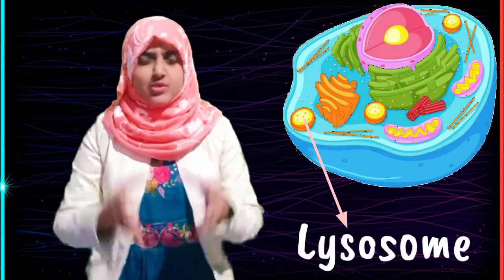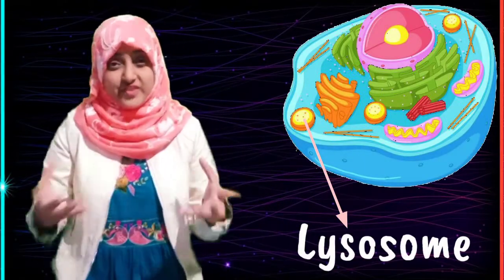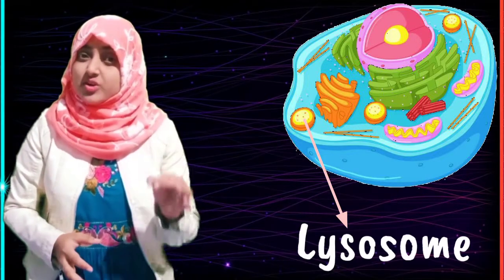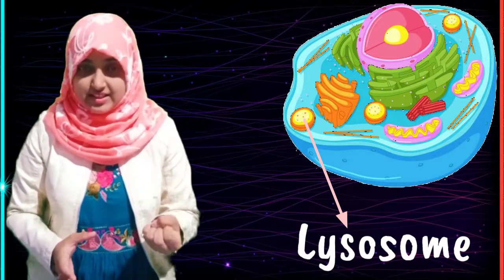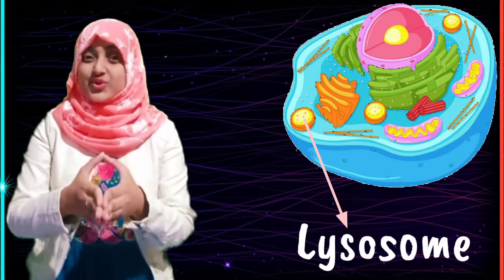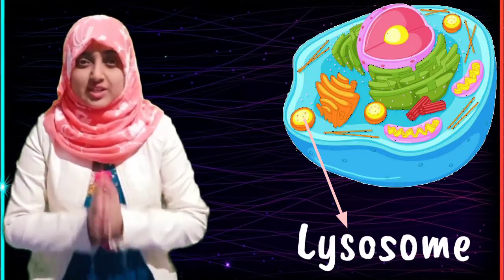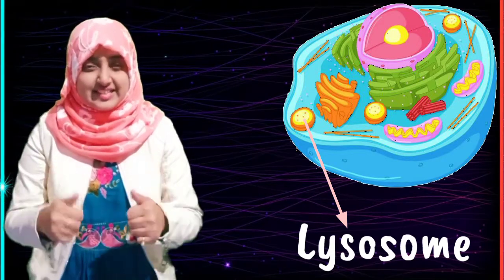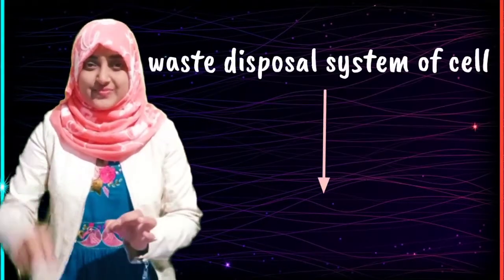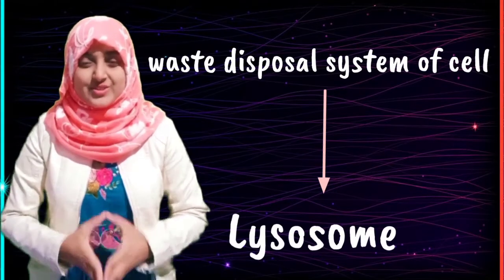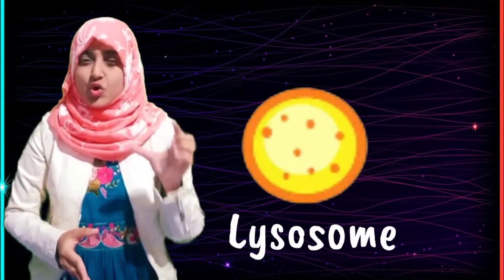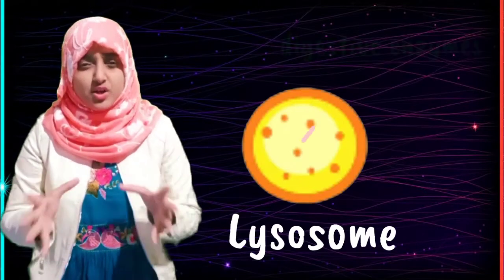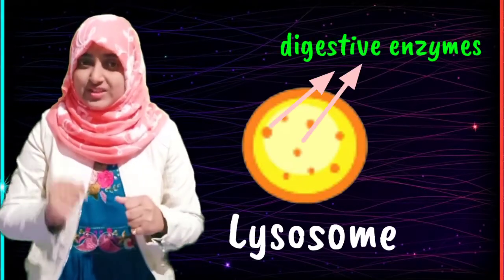The next organelle that we shall deal with is the lysosome. Now, just like we have dustbins or waste disposal systems in order to keep our surroundings clean, these cells also have their own waste disposal system within them so as to keep their cell clean, and that is nothing but the lysosome. So the lysosome is a bag or sac-like structure with lots of digestive enzymes within it.